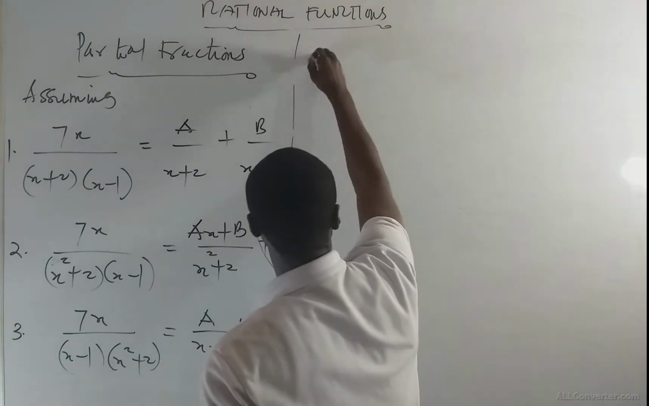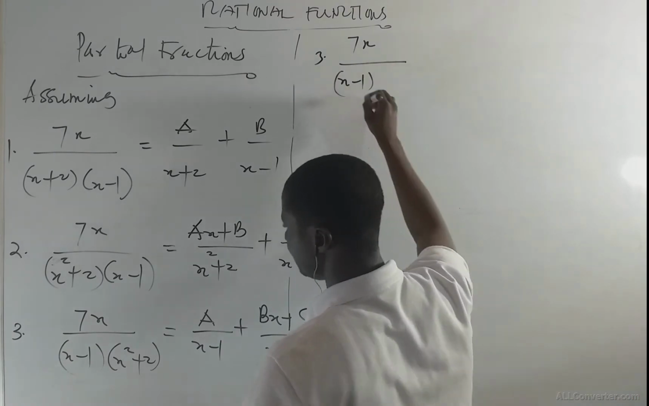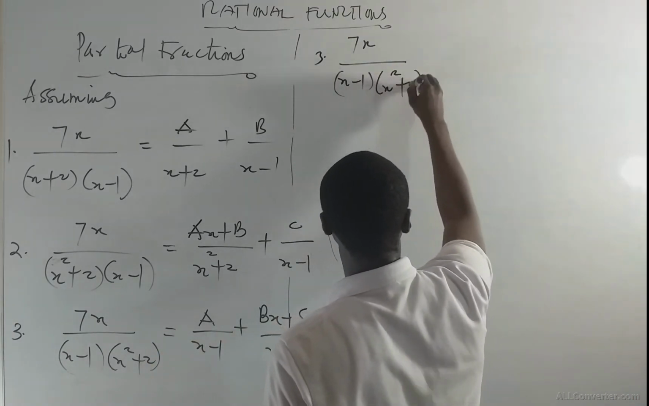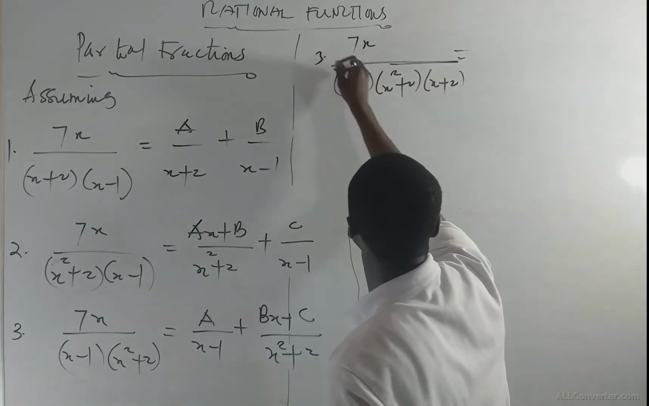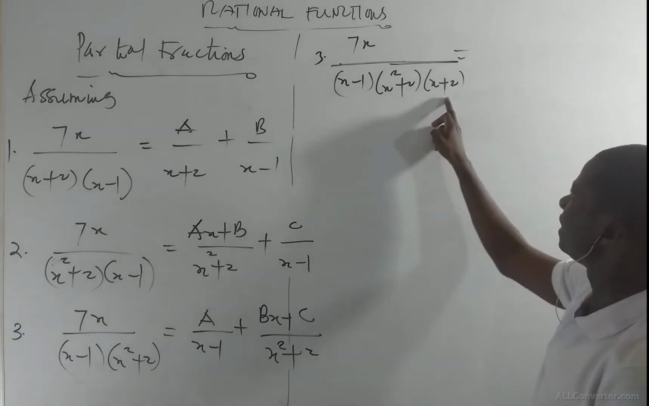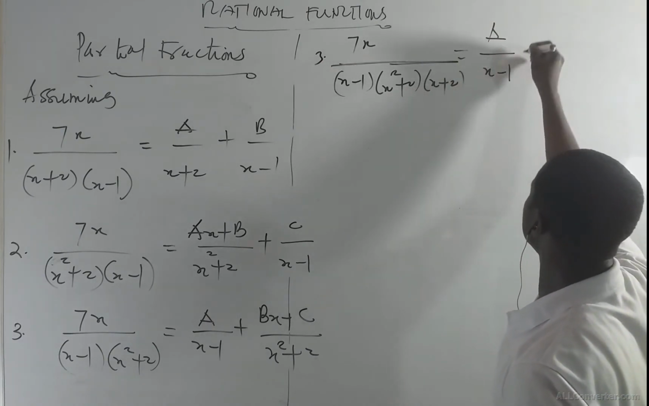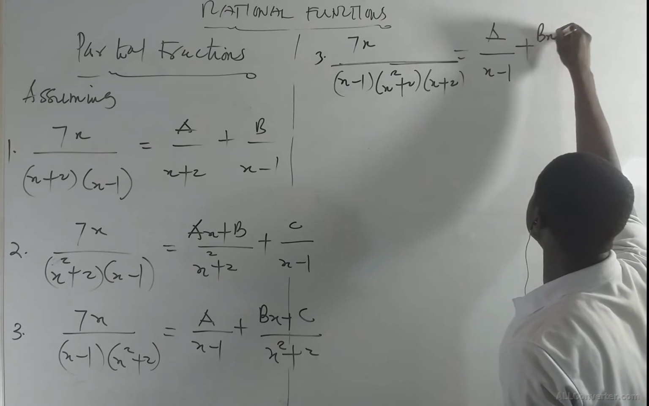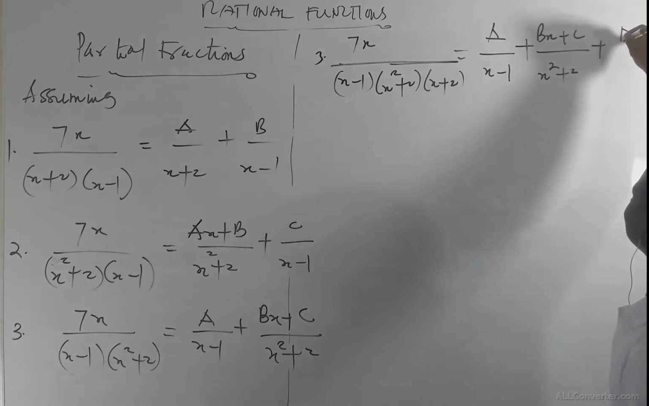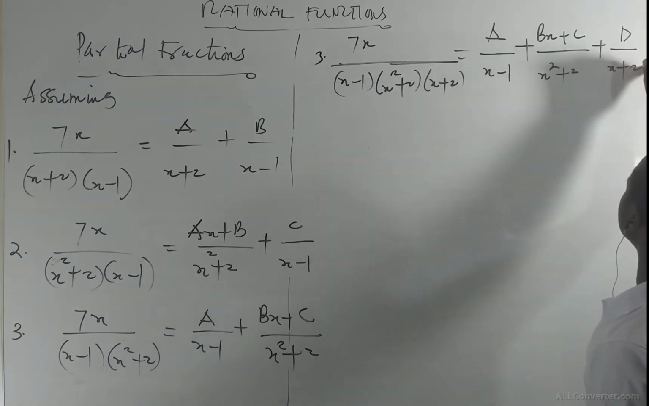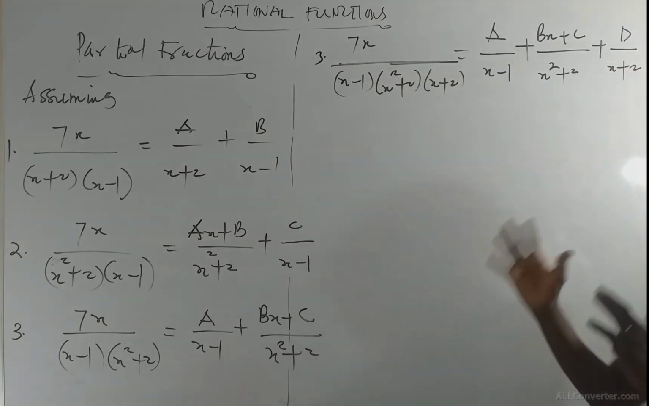Now, let's assume, I just want you to understand what is happening. If you have 7x over x minus 1, then x squared plus 2, then we have another factor, x plus 2. Take note that we have 3 factors now. Out of the 3 factors, 2 of them are linear, but 1 is quadratic. So the partial fraction will be A over the linear factor, x minus 1. Then because this is the quadratic, this will be bx plus c over the quadratic, that is x squared plus 2. Then plus D over the other linear factor. That means that with this expression, we are going to find a, b, c, and d. So in general, that is what is happening.